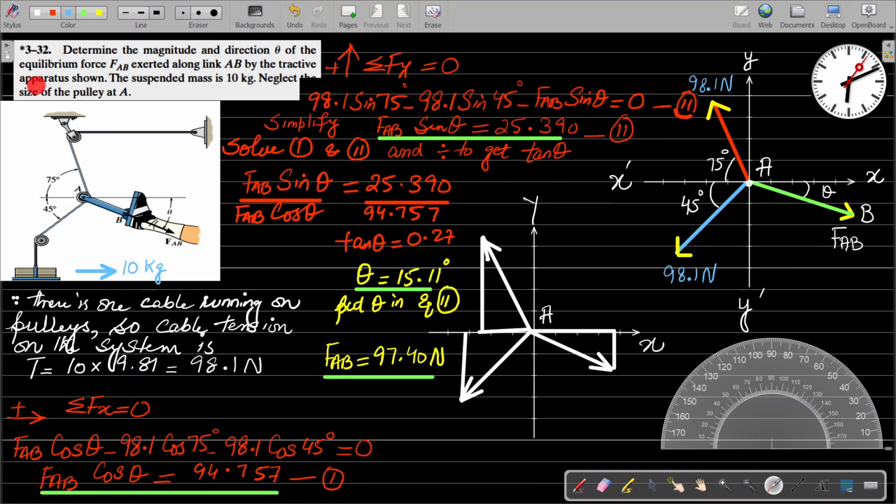Alright, the problem at hand today is that we need to determine the magnitude and direction theta of the equilibrium force FAB exerted along the link AB by the tractive apparatus shown. So we need to calculate the magnitude of this FAB, which is making an angle theta with the x-axis.